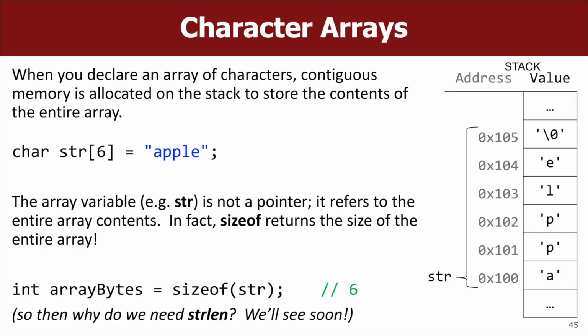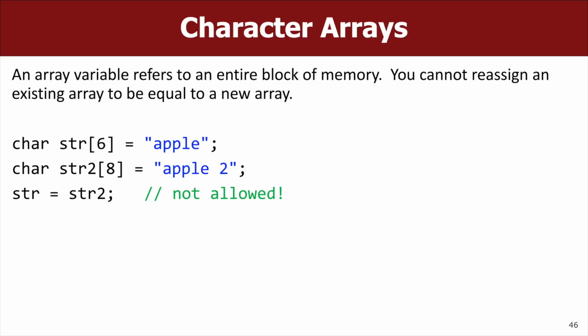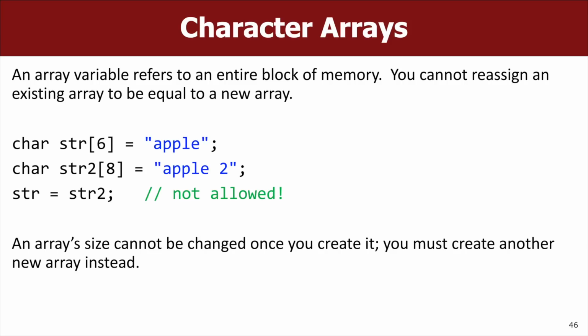Now, an array variable refers to an entire block of memory, as we just discussed. For this reason, you cannot reassign an existing array variable to be equal to a new array. Just like here, you can't do this. This is not allowed. Additionally, an array's size cannot be changed once you create it. You must create another new array instead if you want an array of a different size.